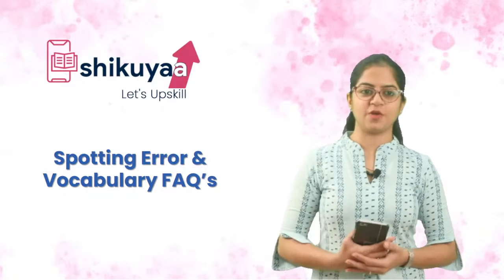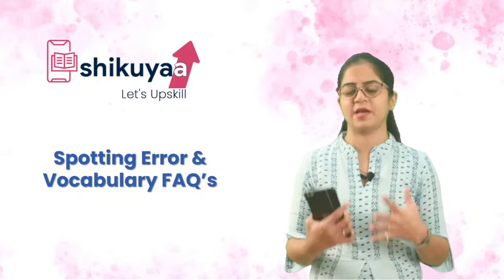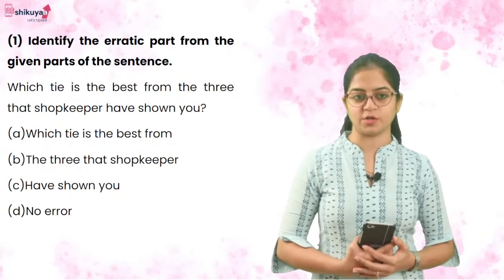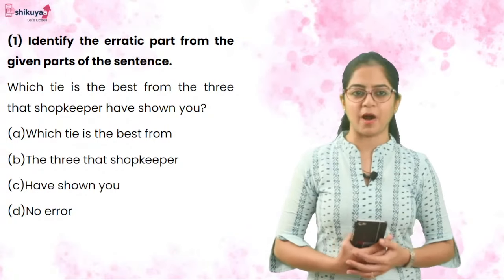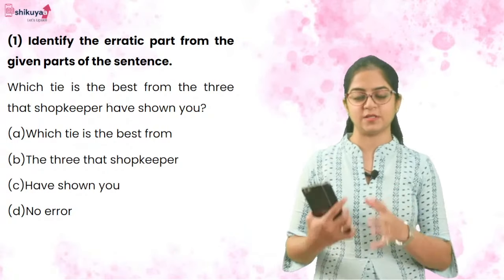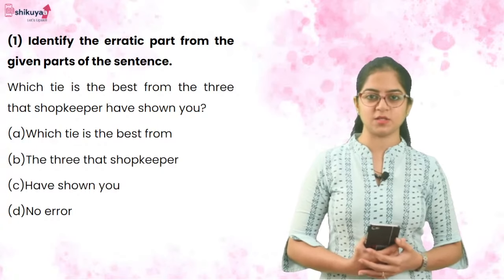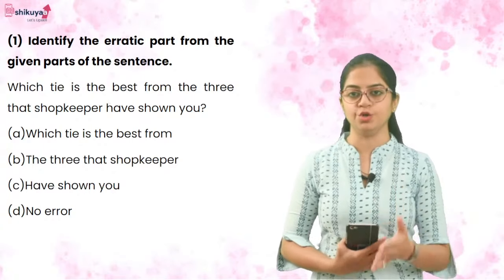In this session we are going to talk about spotting errors and a few vocabulary FAQs. Alright, let us begin with the first question. The question says, identify the erratic part from the given parts of the sentence. Your sentence is, which tie is the best from the three that shopkeeper have shown you?